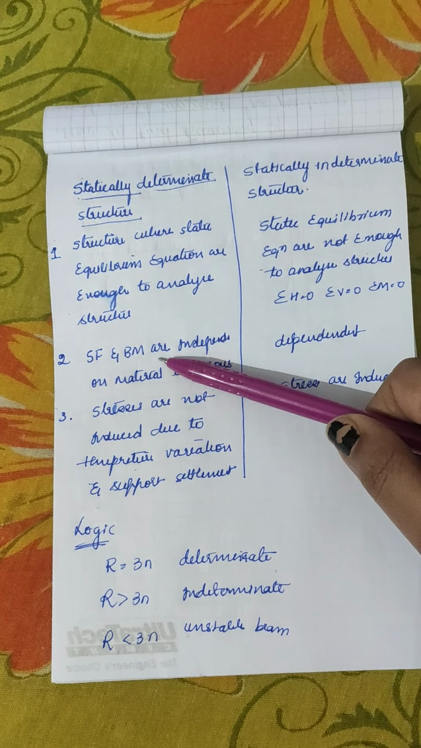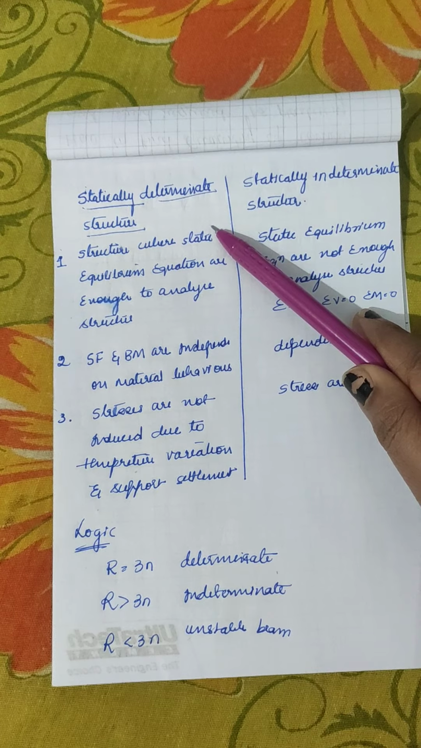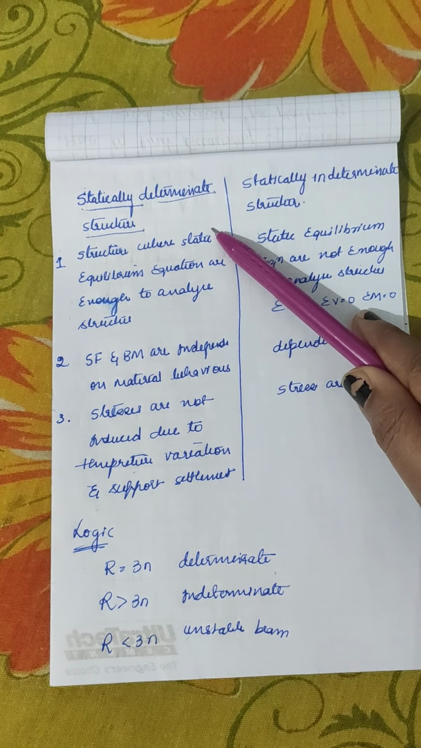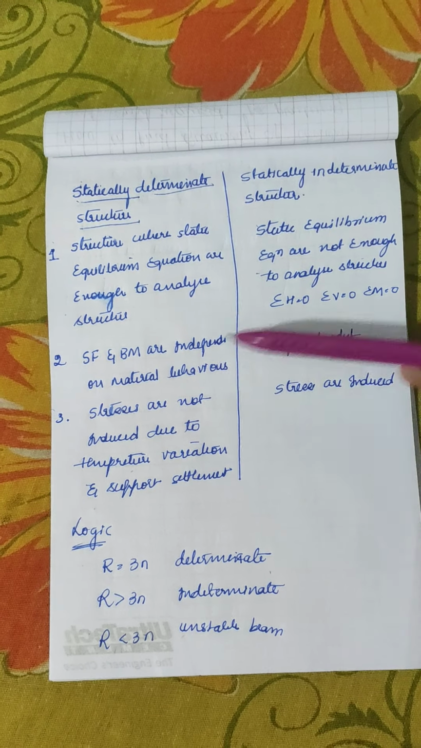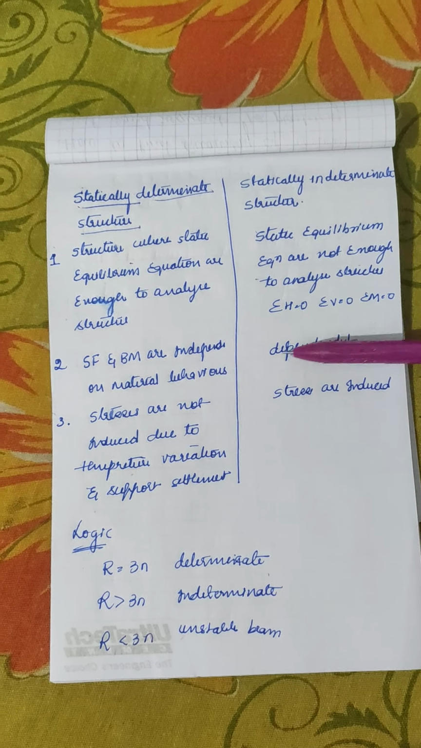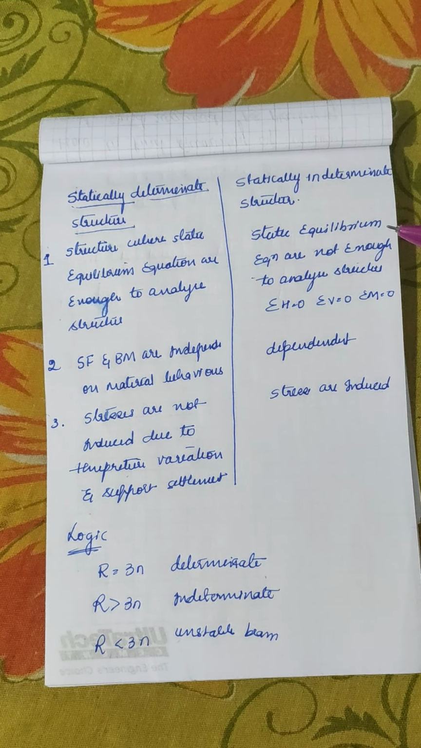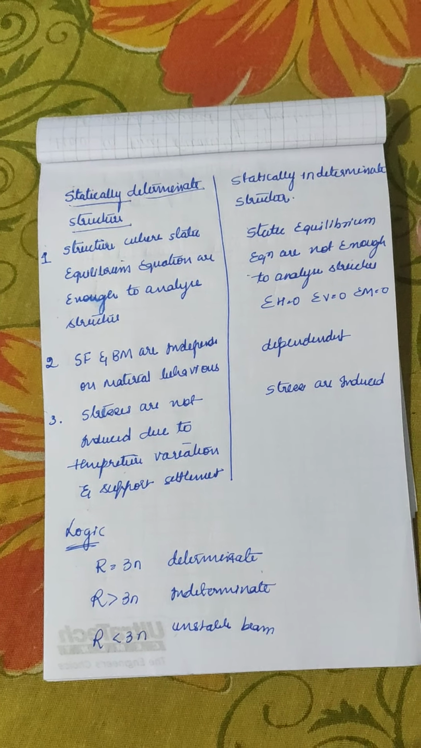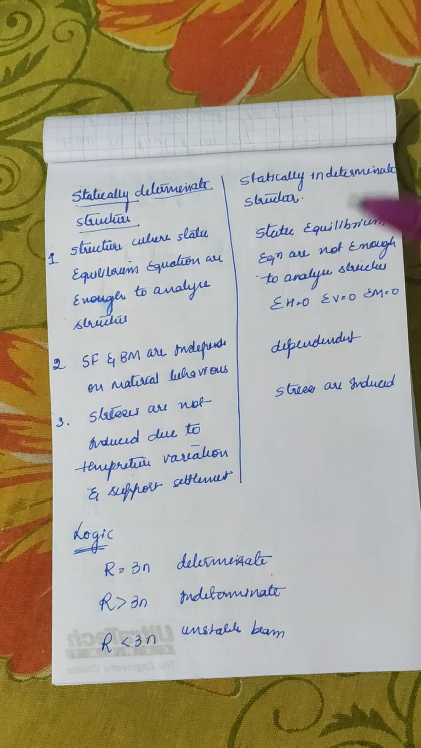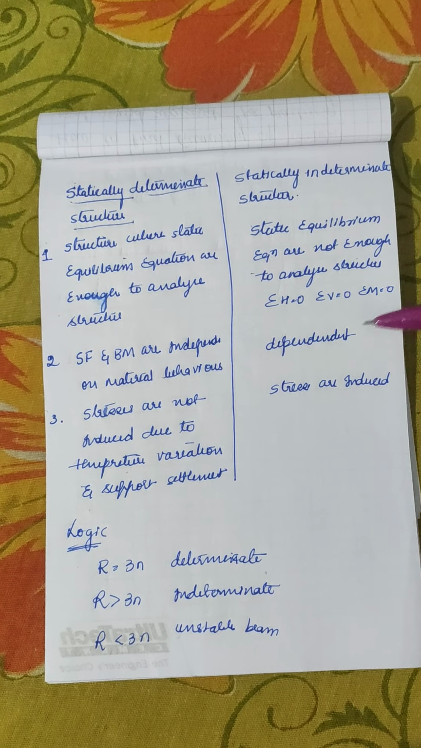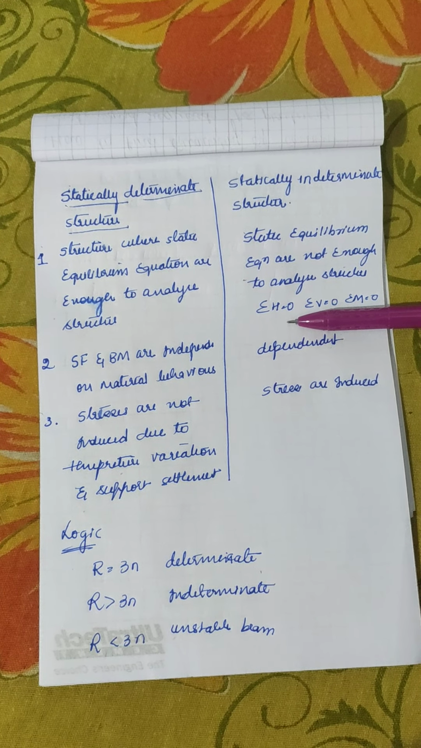The second point is that shear force and bending moment in a statically determinate structure are independent of the material used in the structure. But here, in the indeterminate case, shear force and bending moment depend upon the material behavior. That means depending upon what kind of material you use for the construction, the shear force and bending moment depend on that particular analysis, since the equilibrium equations are not enough and you need some extra equations to analyze the structure.